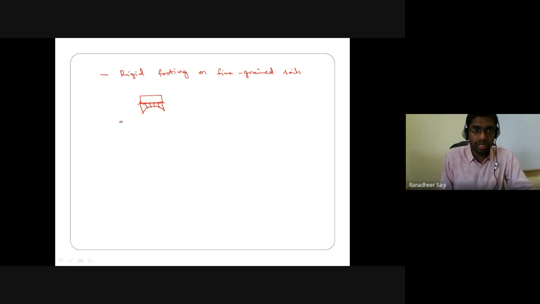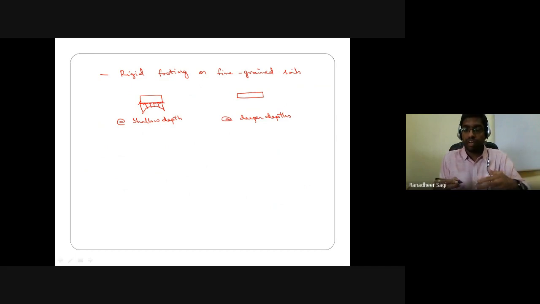This is a rigid footing at shallow depth. Okay, next I am looking at the rigid footing which is constructed at deeper depths. So I just want to understand how the effect of that depth plays a role in the contact pressure distribution diagram.